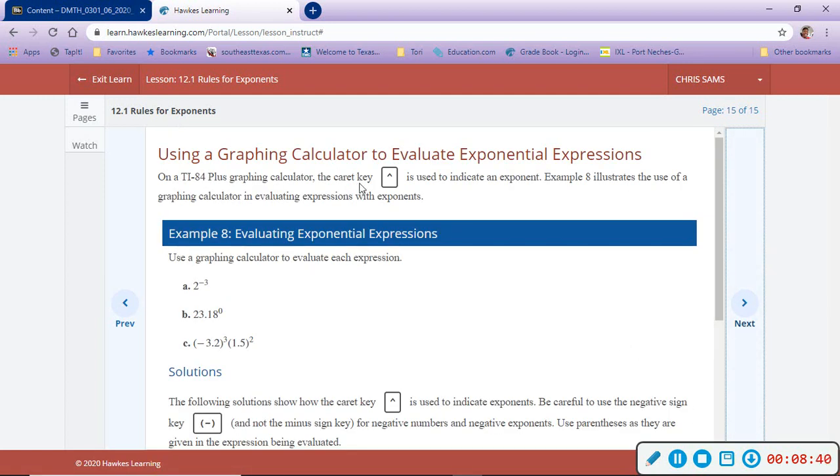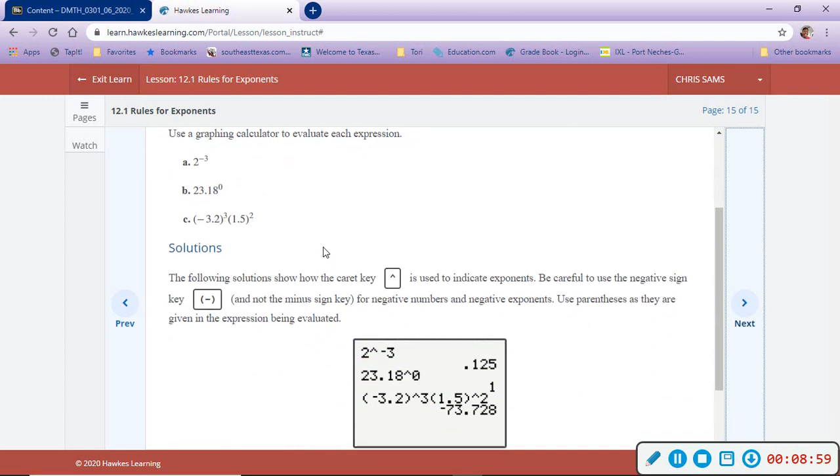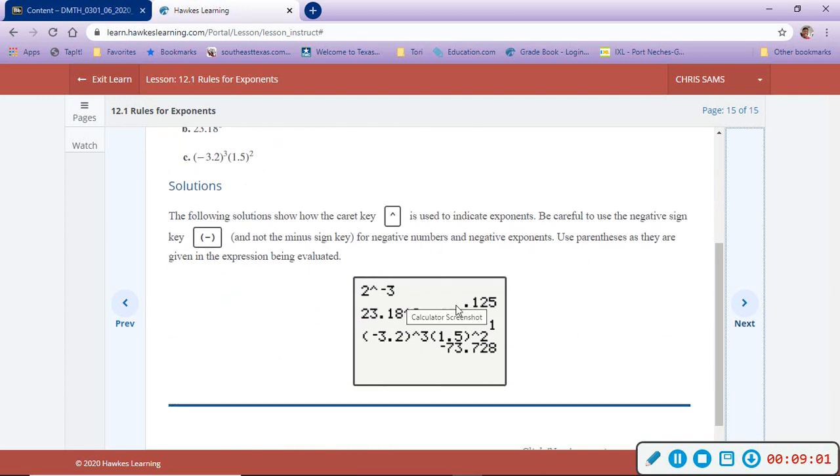So with the calculator, TI-84, above the division sign there's a button that looks like this. This is indicated to mean exponent. So you can put some number and raise it to a power. This is how you do that in the calculator, which I'll show you in practice, and you will get solutions.